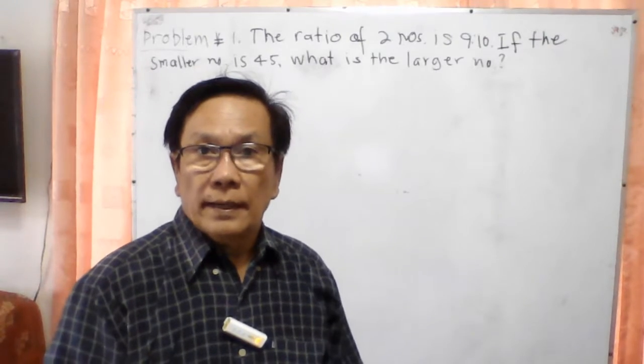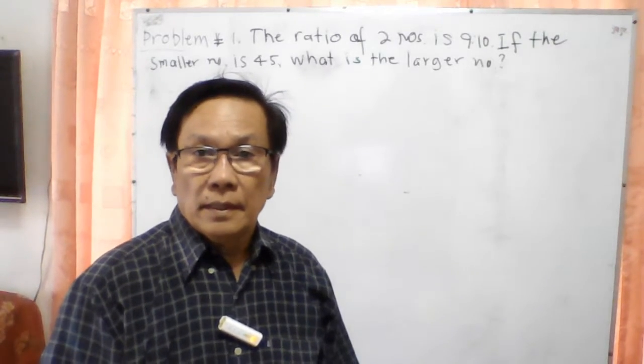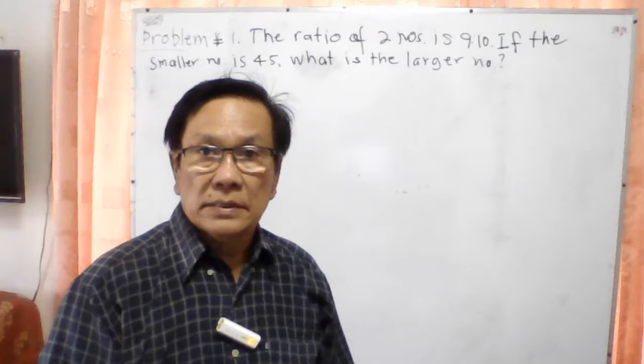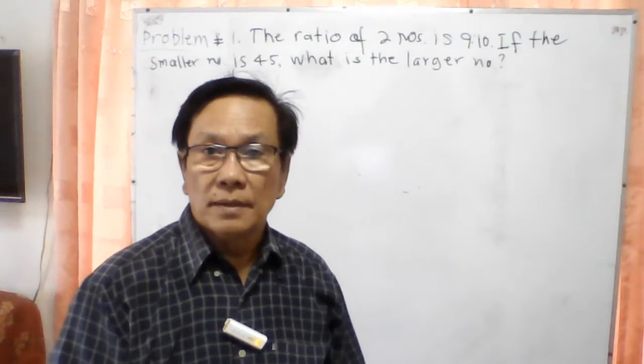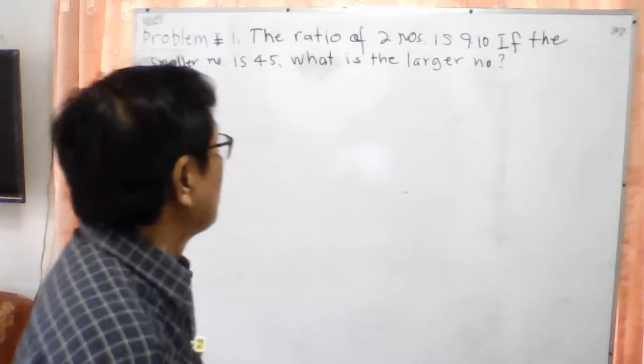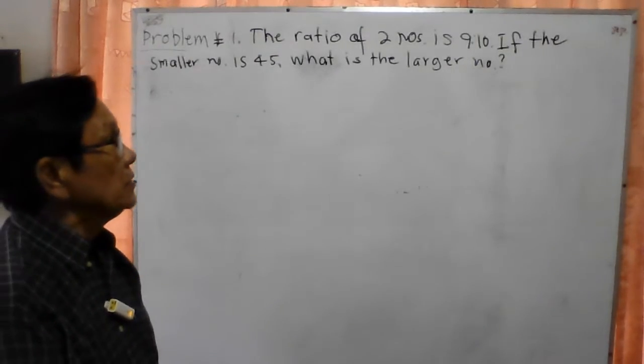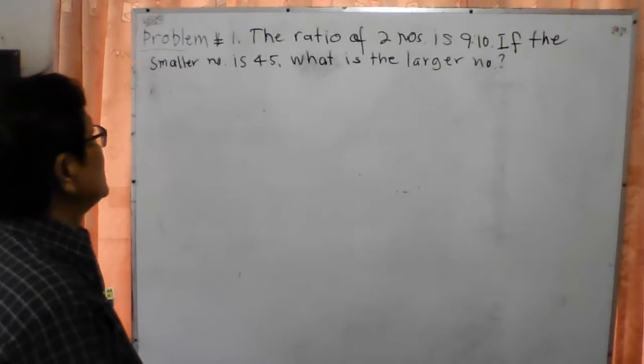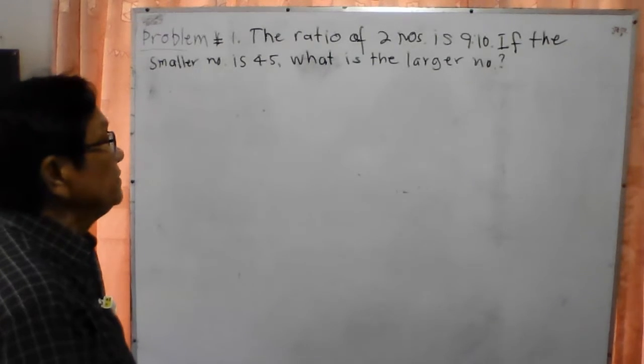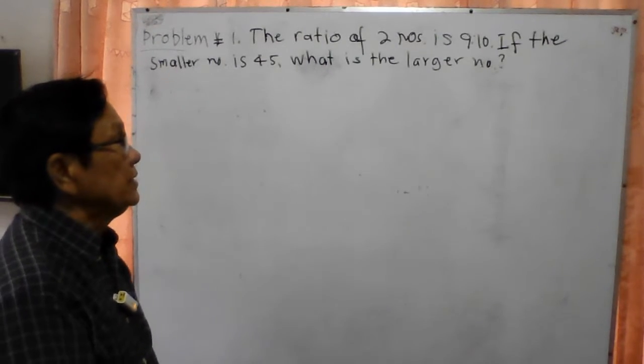Okay. Let's start discussing and solving problem number 1. The ratio of two numbers is 9:10. If the smaller number is 45, what is the larger number?